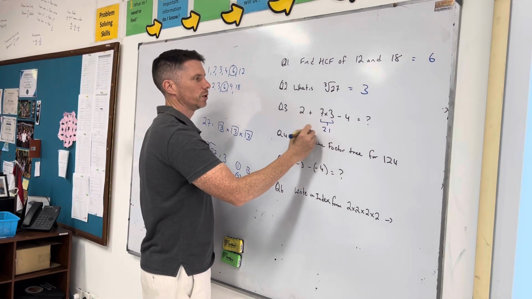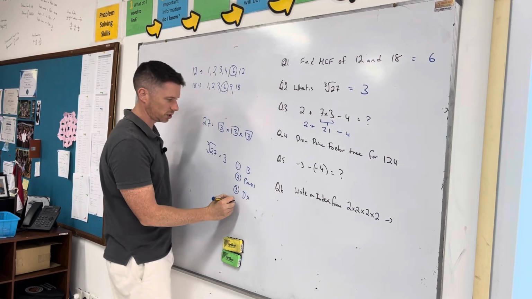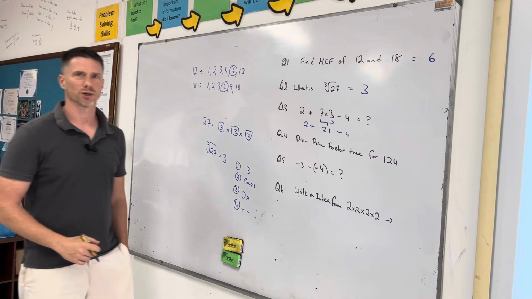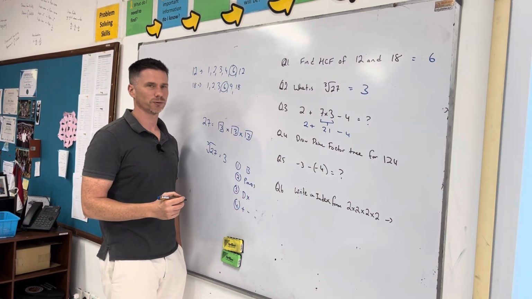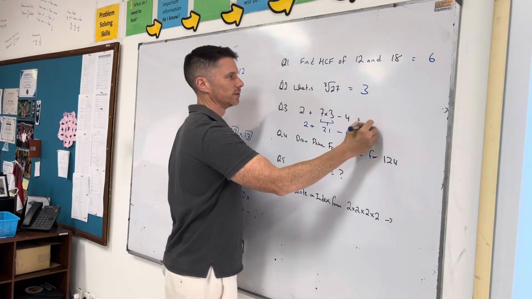So this is 21, and now I can do in order from left to right, because addition and subtraction have the same weighting. I do whichever comes first. So 2 plus 21 is 23. Take away the 4. 19. Thank you. 19.